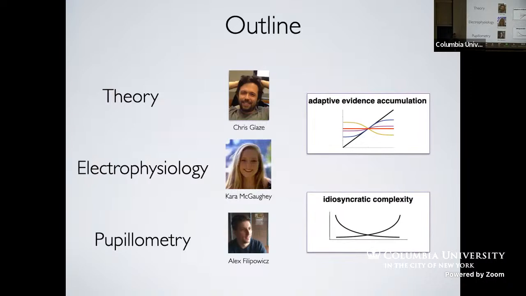So the way it's organized, first I'm going to talk a little bit about theory. This is work that was done by a fantastic former postdoc, Chris Glaze, who's now gone on to bigger and better things. I'll then spend the bulk talking about our new recordings from this little tiny area, MT. That's been done by a current graduate student, Kara McGoy. And then finally, if I get to the last little bit, some pupil measures and other funny things that we can measure that we think give us insight into this individual variability, which was done by another fabulous postdoc, Alex Filipowicz.